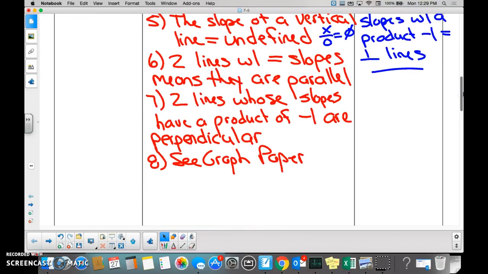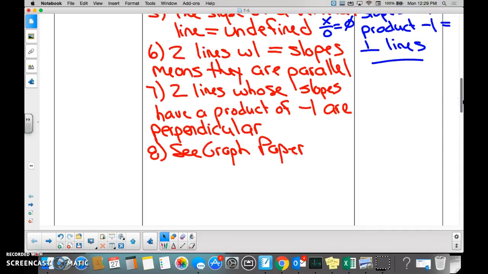Parallel. Parallel lines. 2 lines whose slopes are perpendicular mean they have a product of what? -1. Okay, I don't know if I said that right. Two lines that are perpendicular, the product of their slopes is -1. Did I say it right or wrong? You said it right. I did? Okay, cool. So, we'll get to that in a second.